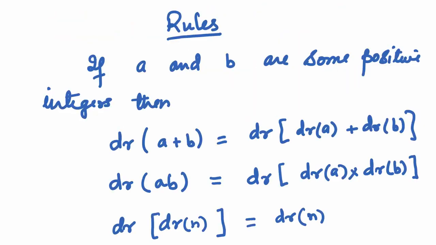Let's look at some rules. If a and b are some positive integers, then the digital root of the sum a plus b will be the same as digital root of a plus digital root of b. Digital root of the product ab will be digital root of a into digital root of b, and digital root of dr(n) will be nothing but digital root of n.